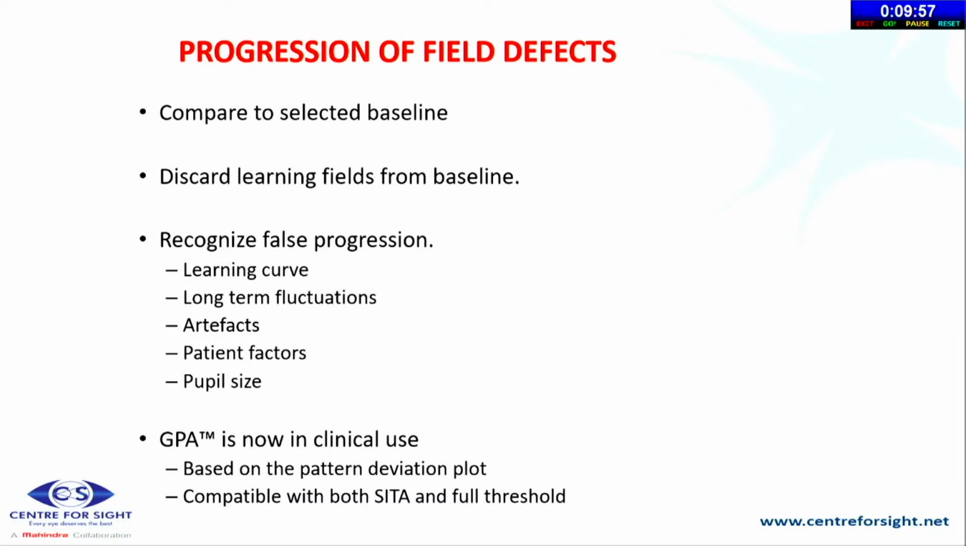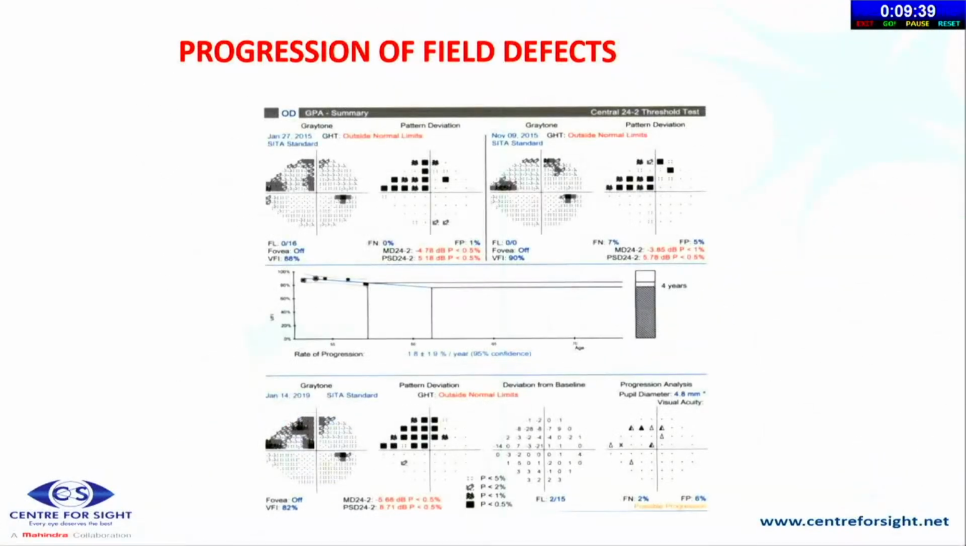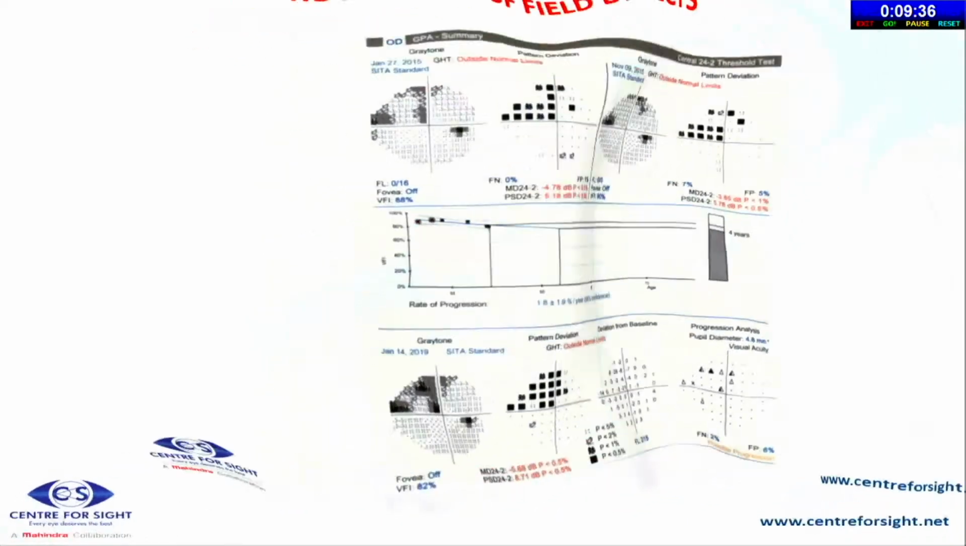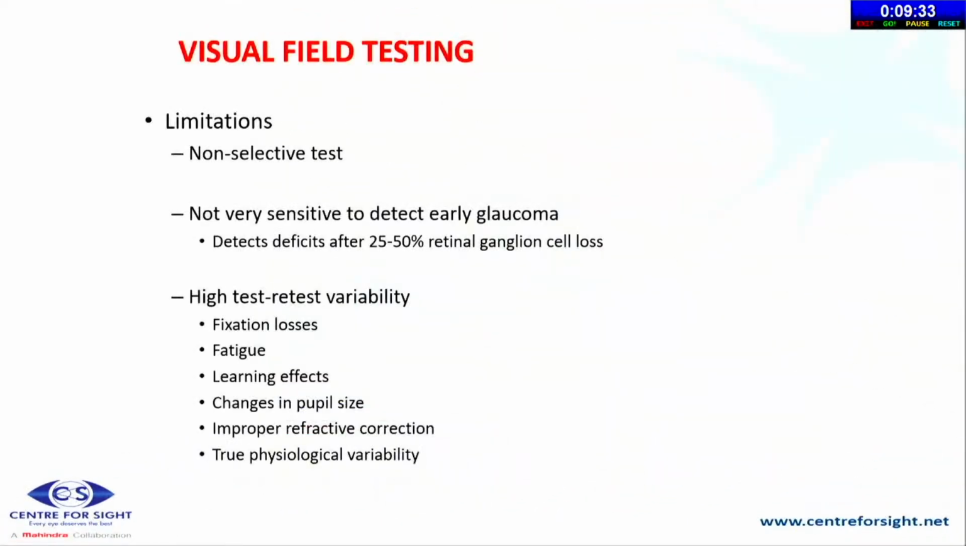Progression, again, compare the selected baseline, you discard the learning fields from the baseline, and you need to recognize false progression. Guided progression analysis is the way to go ahead, and it is compatible with both SITA and full threshold. This is how a GPA printout looks like. The limitations are, it takes around 25 to 30% of RNFL retinal ganglion cell loss to happen before a standard perimetry could detect a damage, and hence we are losing a lot of time there.